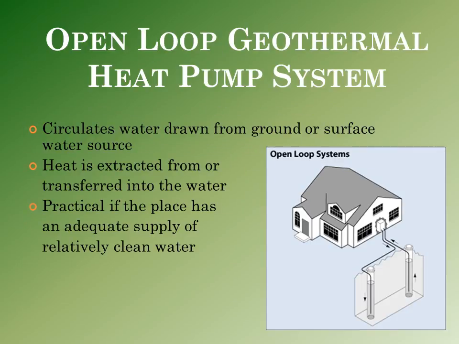The open loop system is also known as the direct system. The system circulates the water that is drawn from the ground or from the surface of the water source. Once the heat has been transferred into or out of the water, it is then returned to a well or by surface discharge. This option is practical where there is an adequate supply of relatively clean water.